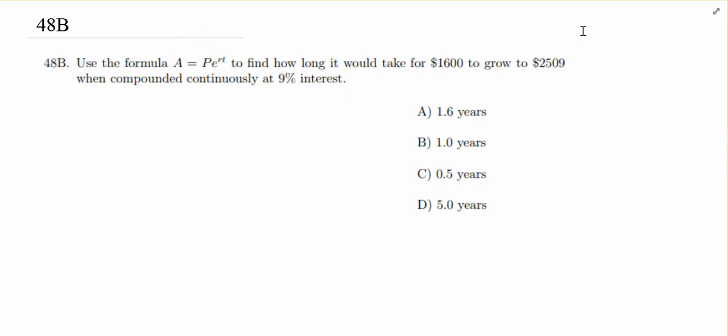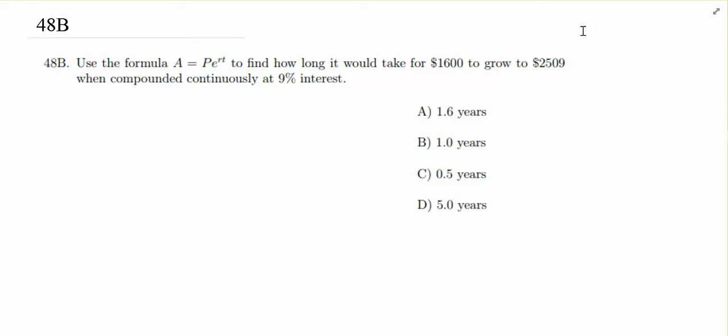Alright, so let's take a look at this problem. We're supposed to use the formula A equals P times e to the RT, the continuously compounded interest formula, to find how long it would take for $1,600 to grow to be $2,509 when compounded continuously at 9% interest.